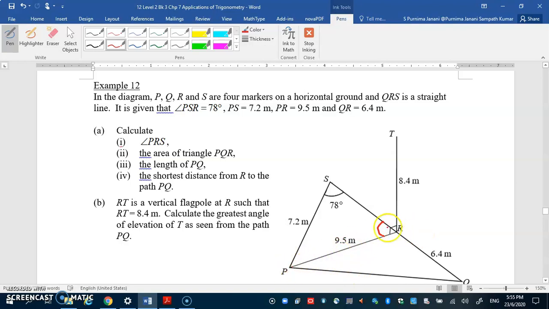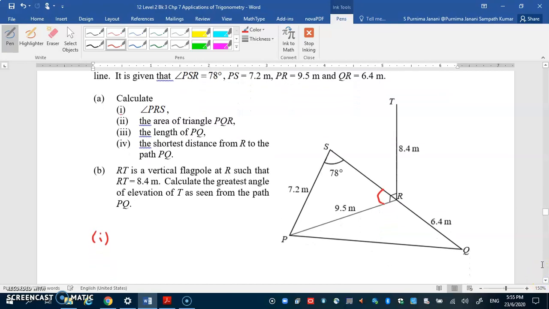Okay. And for triangle PRS, we already have two sides over here, one angle over here, and we need to find the angle opposite this 7.2, right? So immediately you can be like, oh, just use sine rule. Okay, so part 1, we have enough information to use sine rule. Sine of angle PRS over the opposite side, which is 7.2, equals sine 78 degrees over the opposite side, 9.5.